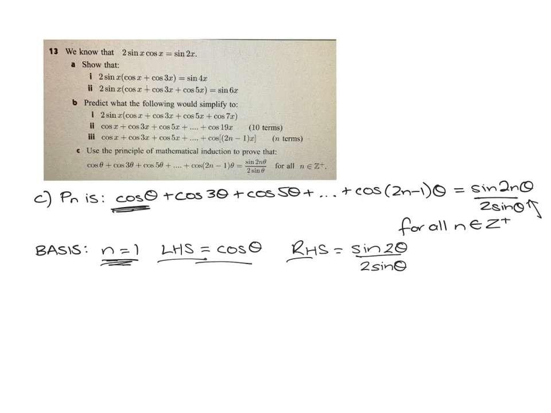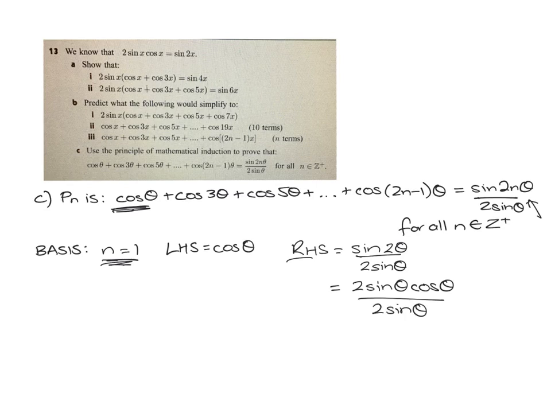You could do the 2 sine theta cos theta on the top bit. I said you can make sine 2 theta equal 2 sine theta cos theta. Yep, sine 2 theta equals 2 sine theta cos theta. Then you can cancel the 2 sine theta.